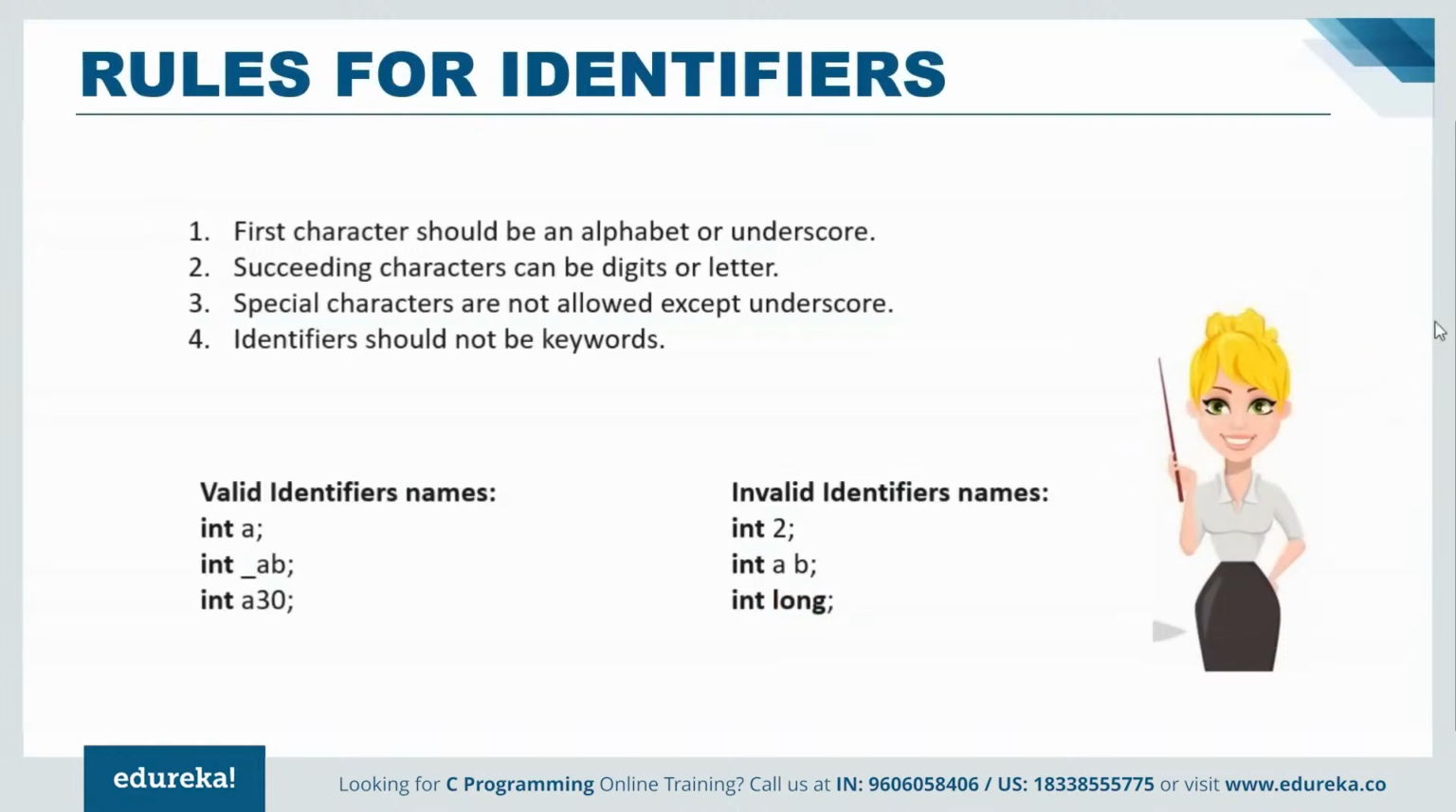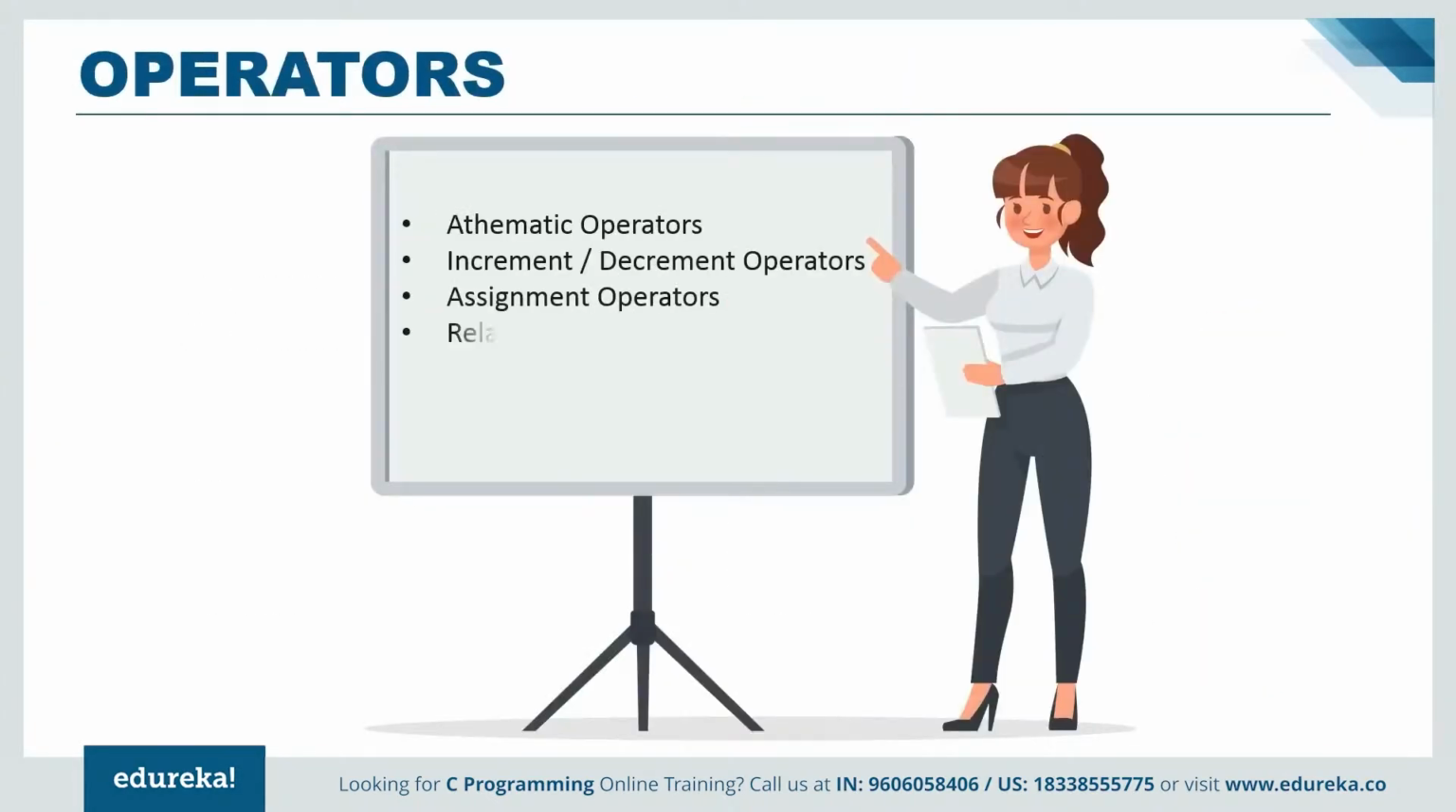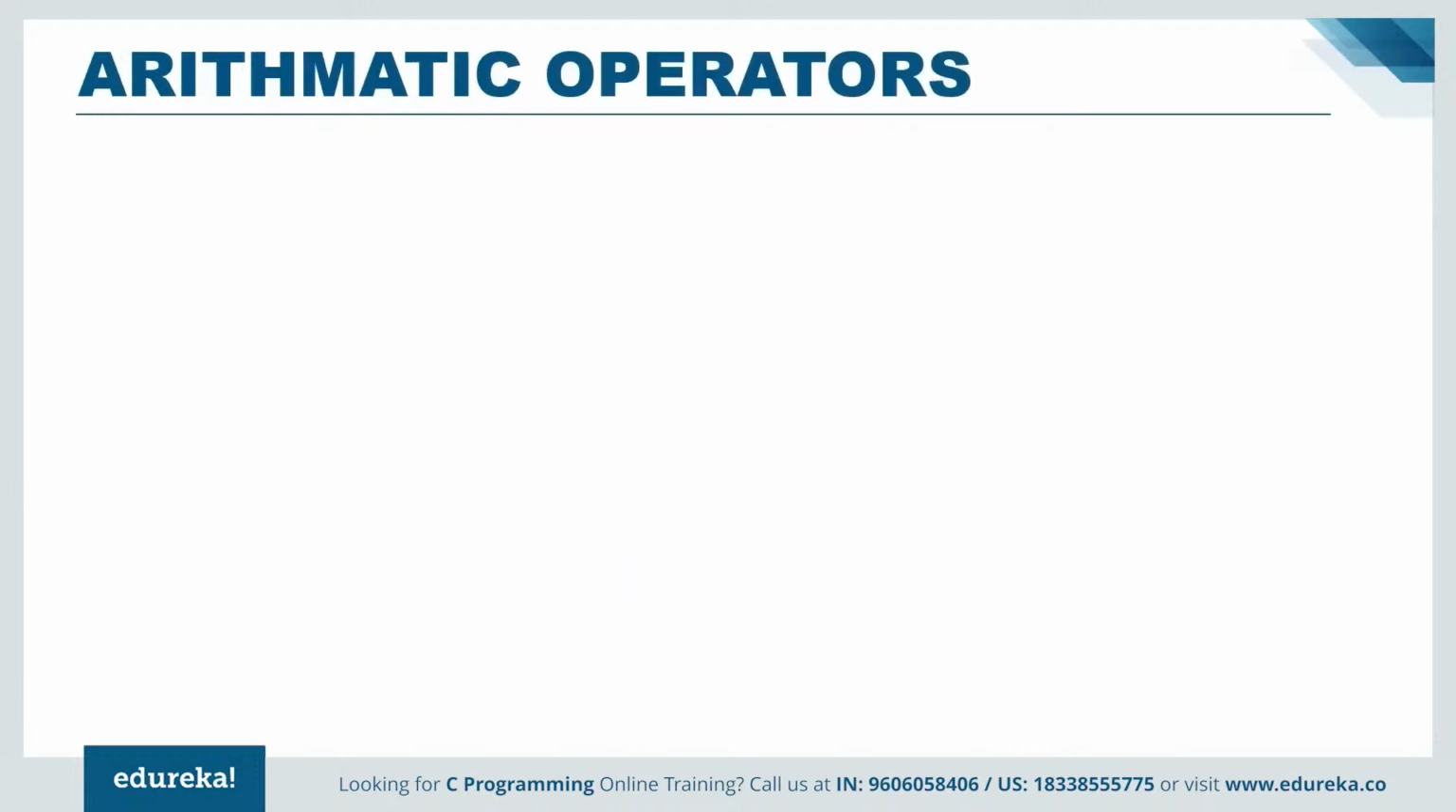Once you have understood the rules for declaring identifiers in a C program, let us move on to the next concept, which is operators. We have the following operators in C. We shall understand each one of them in detail. The first one happens to be arithmetic operators. Followed by that, we have increment or decrement operators. Next, we have assignment operators. Followed by that, we have relational operators. Next, logical operators. And last but not the least, the bitwise operators. Let us understand each one of them in detail.